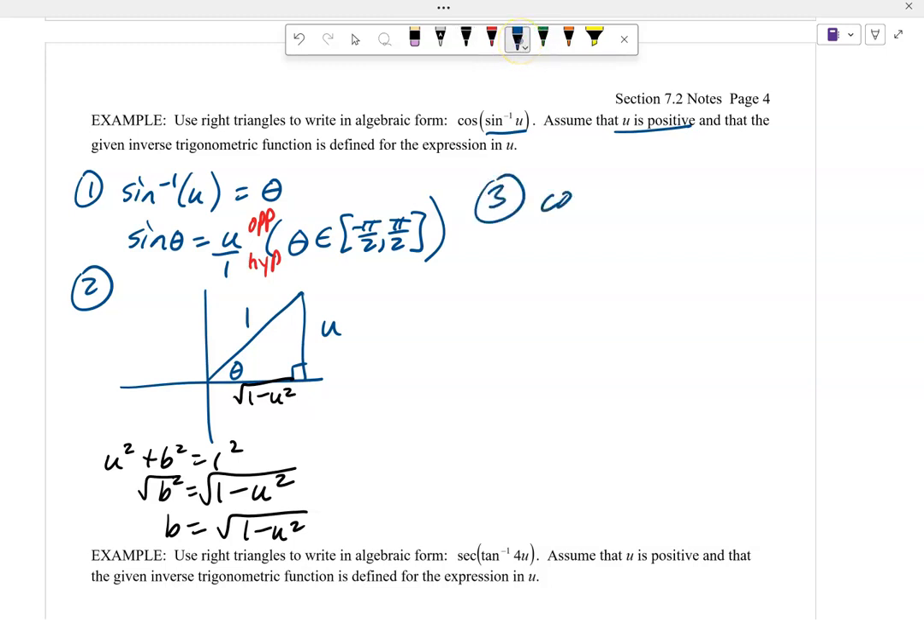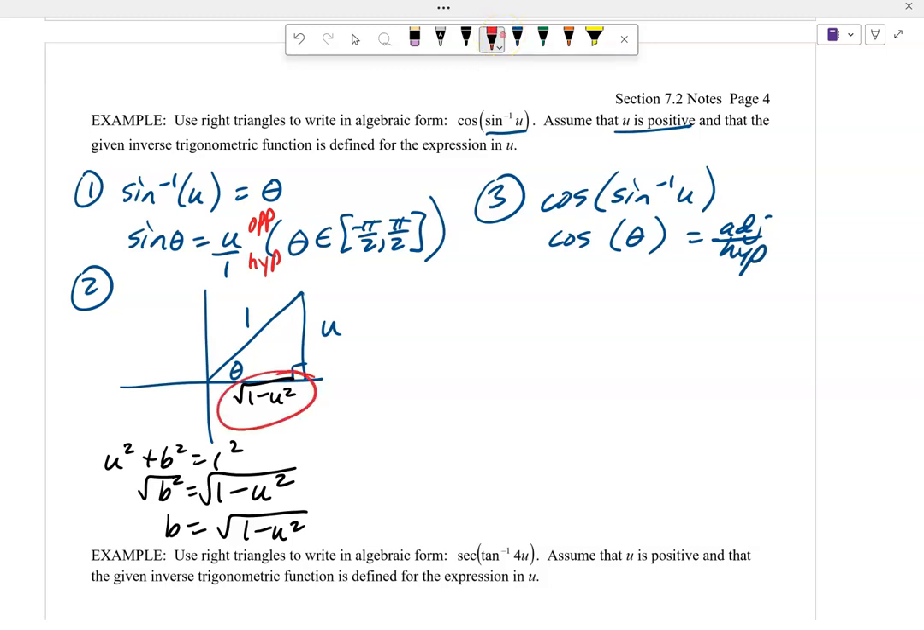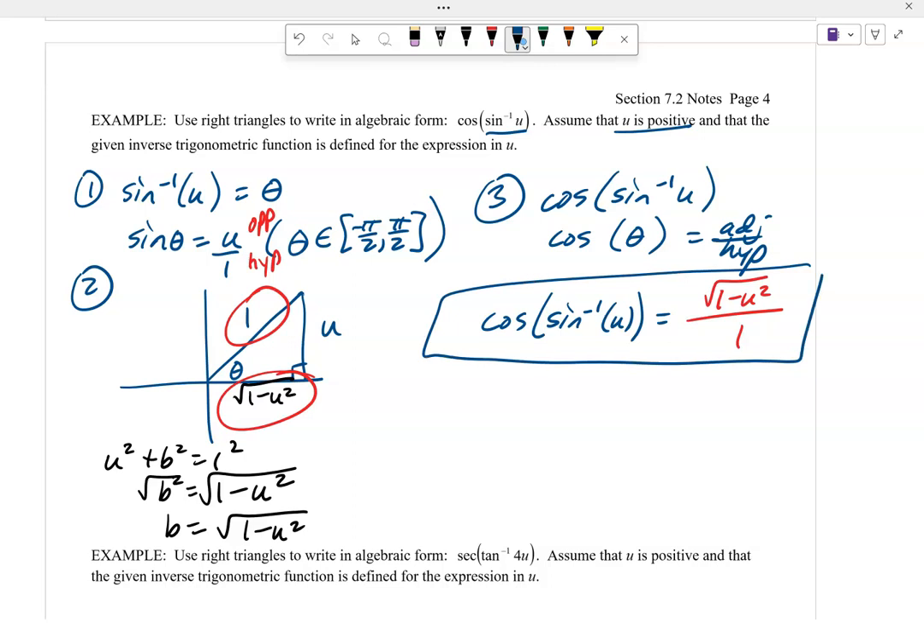So 3 cosine the arc sine of u. Remember, we called that theta, so we're just finding the adjacent over hypotenuse side on this. The adjacent side is that square root of 1 minus u squared. The hypotenuse is the 1. So the cosine of the arc sine of u is just the square root of 1 minus u squared. I don't need to put that over 1, right?